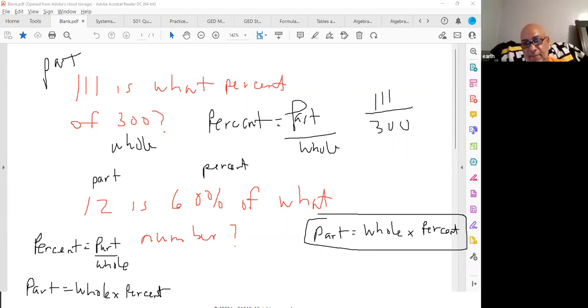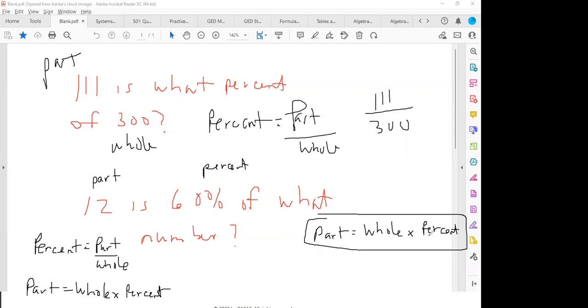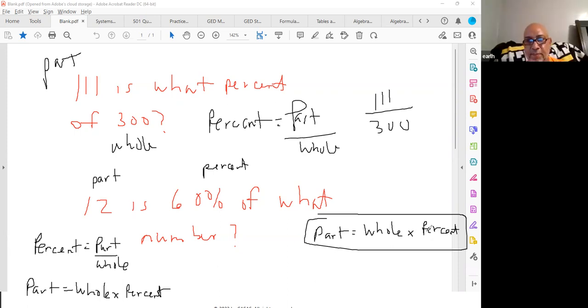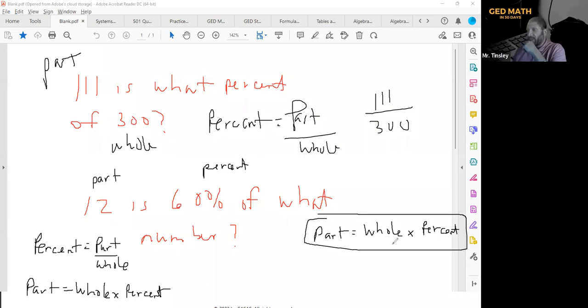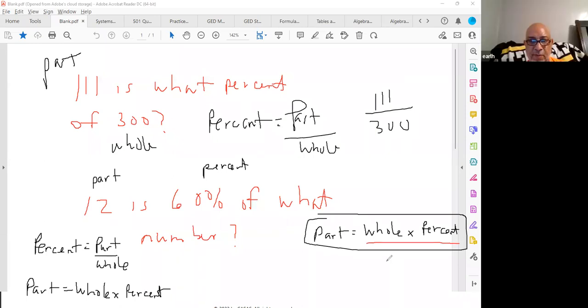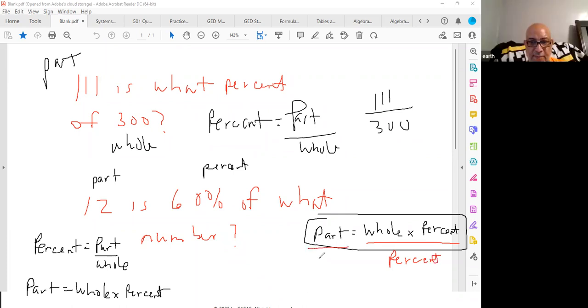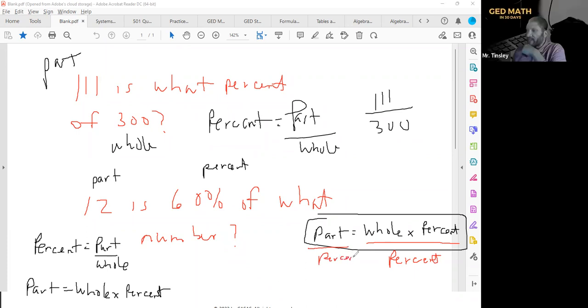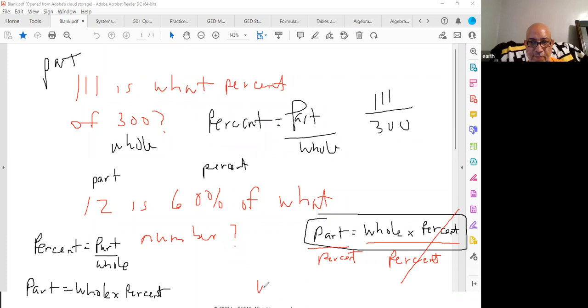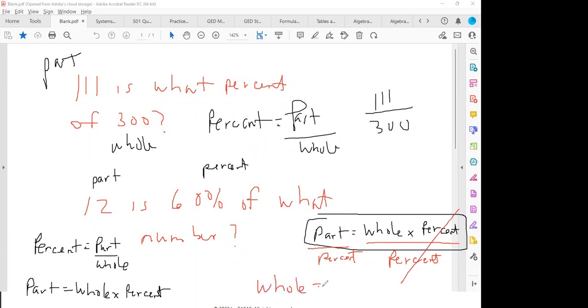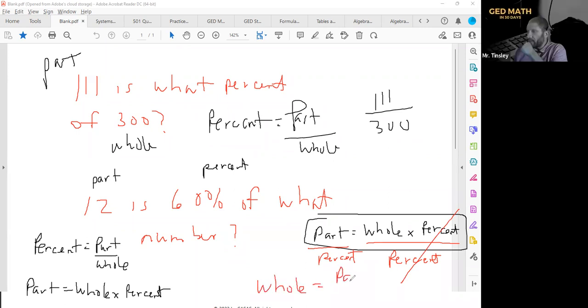You need to divide. But what am I trying to get rid of first? Trying to get rid of the percent. How do we get rid of the percent? You divide. Divide by percent. Whatever we do on one side, we do on the other side. On the right side, what happens to the percent? They cancel. So I got whole equals part divided by the percent.